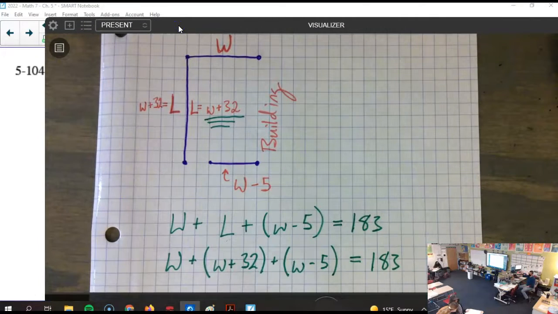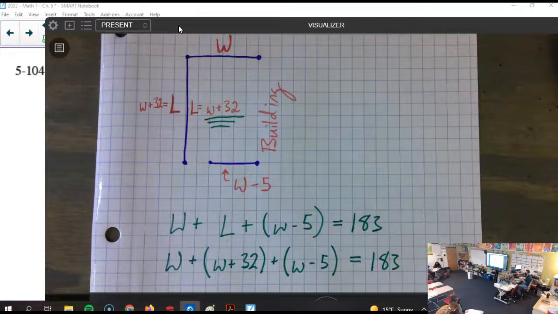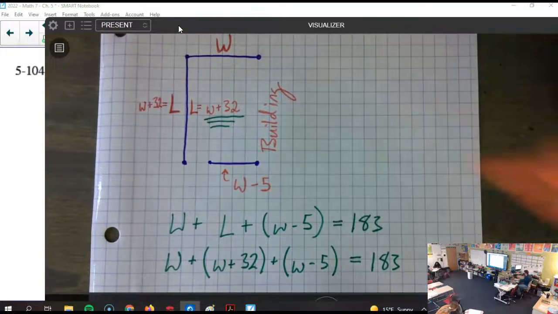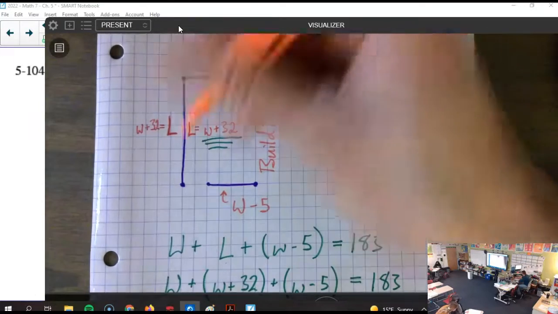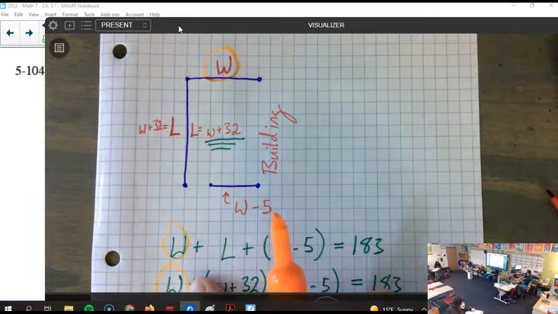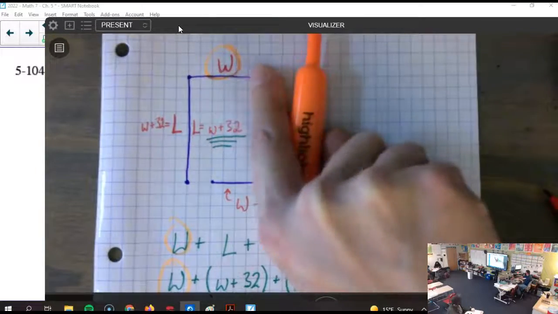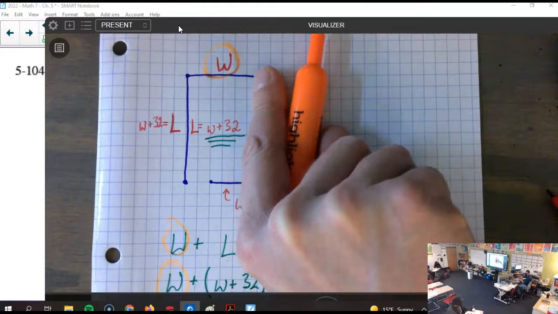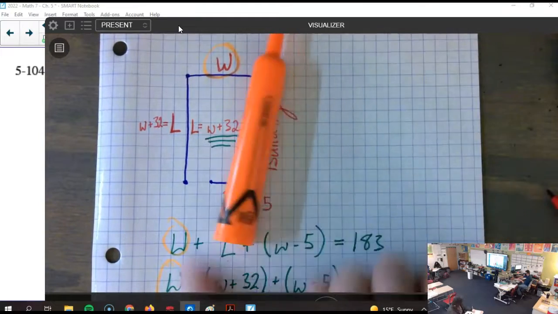Hold on a second. Who's confused? Good, I appreciate you guys being honest. This is why you can't keep running forward. Okay, you gotta pump the brakes a little bit. The top side we said was W. That is this W. I am not messing with that W. It is the width of our basketball court. Is there any confusion about that being W?